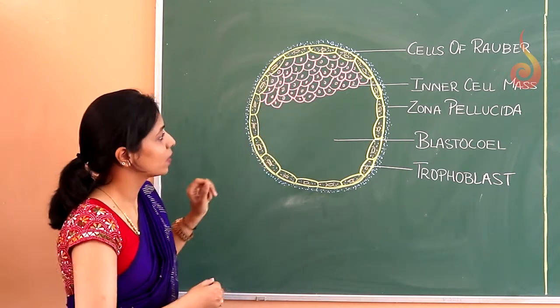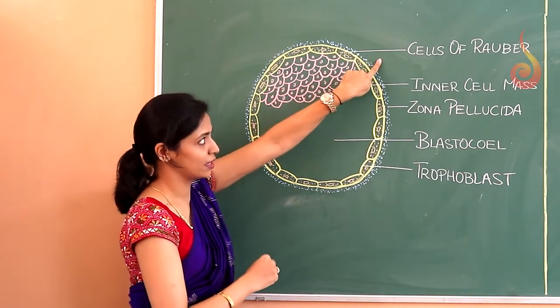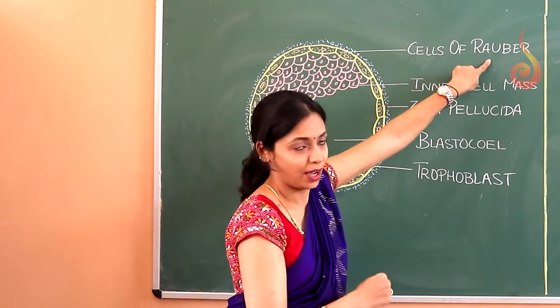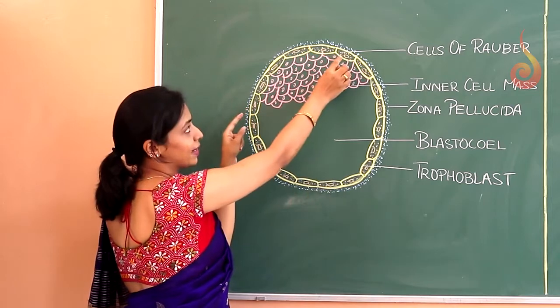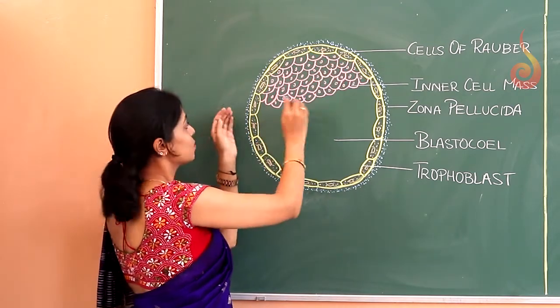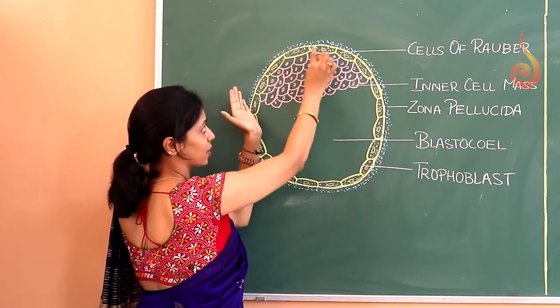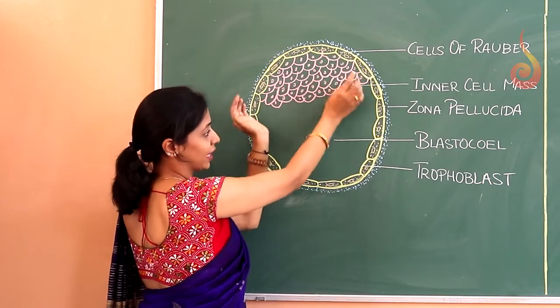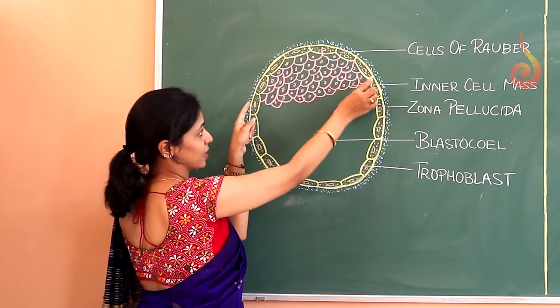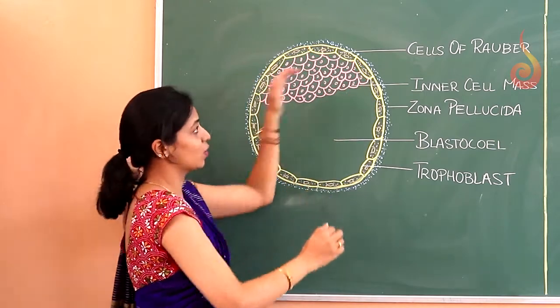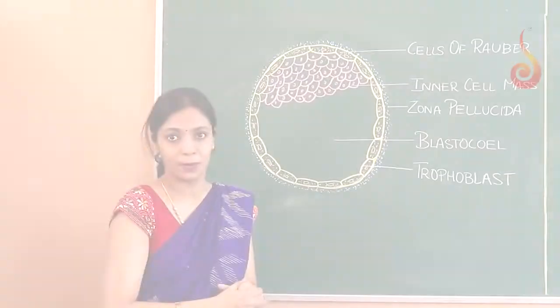Okay, so there's another labeling that you can see here. This is called cells of Rauber. What are cells of Rauber? See, you can see that it is labeled on the yellow region. So the trophoblast cells here, the trophoblast cells that are covering the inner cell mass. These trophoblast cells that are covering the inner cell mass here, they are called the cells of Rauber.